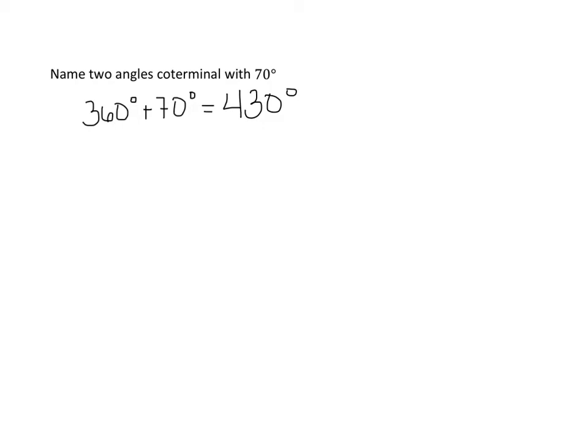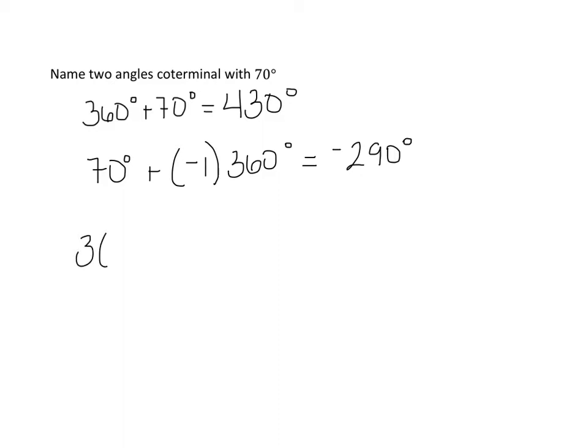We also could move backwards. We could start with our 70 degrees, and we could add a -1 times 360 to it. This gives us -290 degrees. You could certainly get adventurous, and you could multiply 3 times 360 plus 70, or 4 or 5 times 360 plus 70. That would also be coterminal.